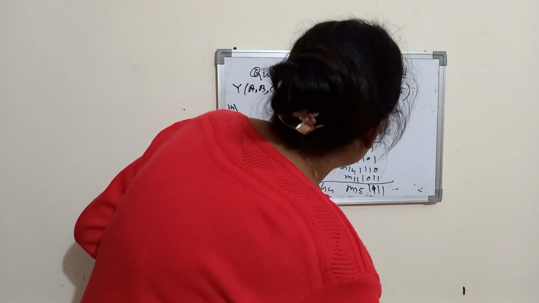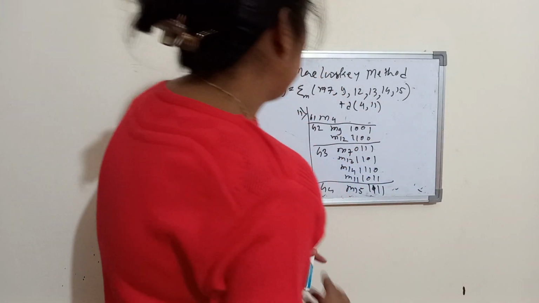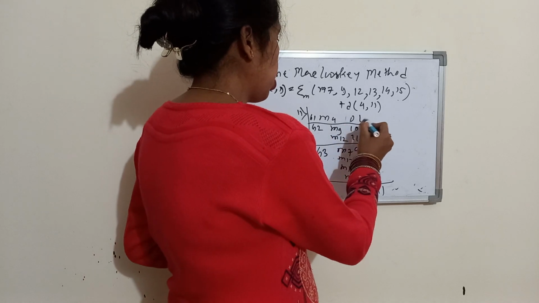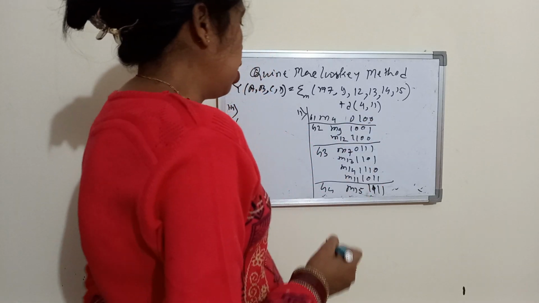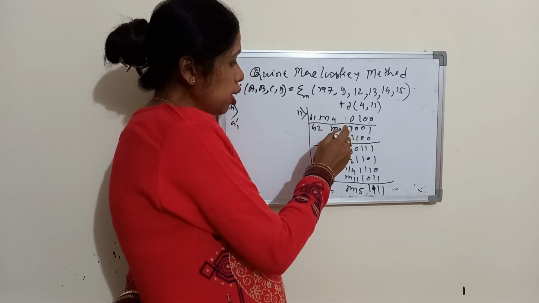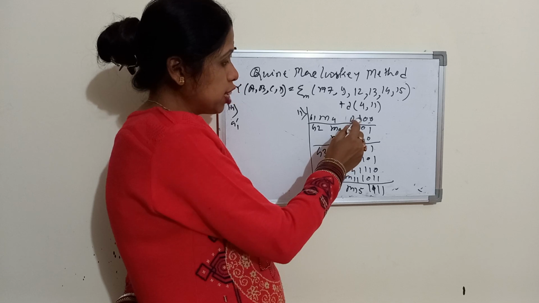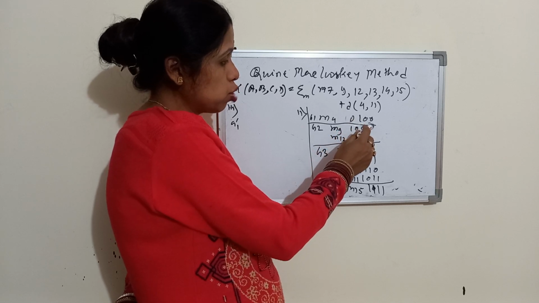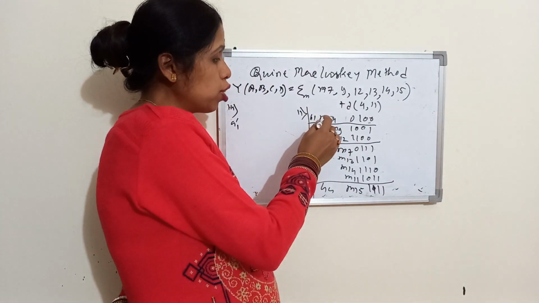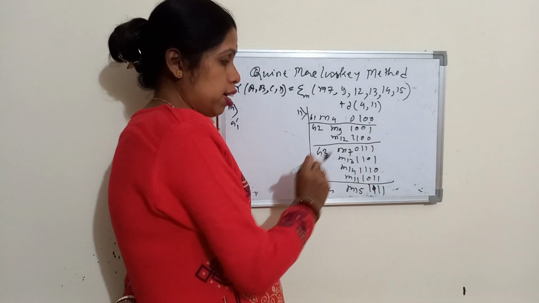Sorry, M4 is this one. I forgot to write this. M4 is 0100. Now you can see this is not matched. The 01 is changed, 10 is changed, 00 is same, or 01 is also changed. So M4 is not matched with M9. So I cannot put a tick sign here.